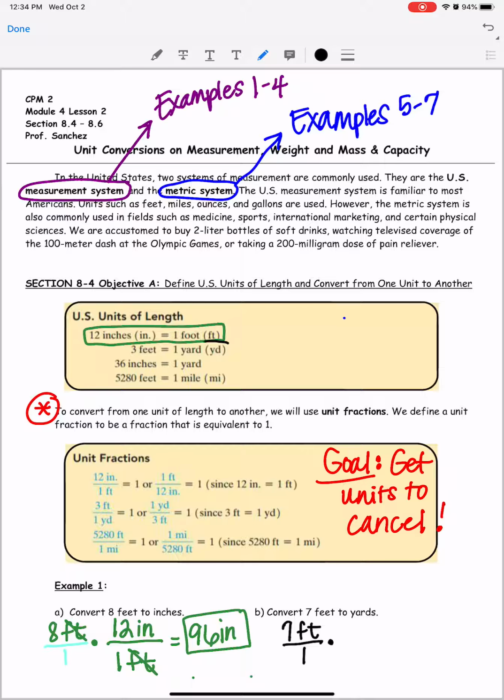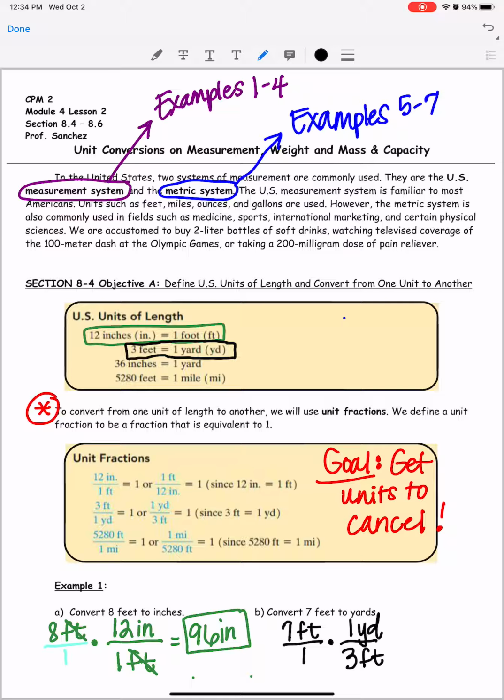So now I am using this unit conversion right here. 3 feet equals 1 yard. Because I have feet on the top here, that means I need my feet on the bottom over here. So now I have 3 feet. So that leaves my 1 yard to go up here on the top.